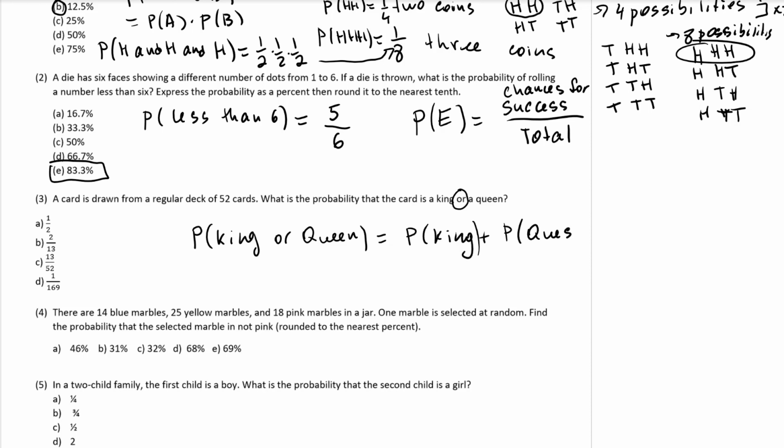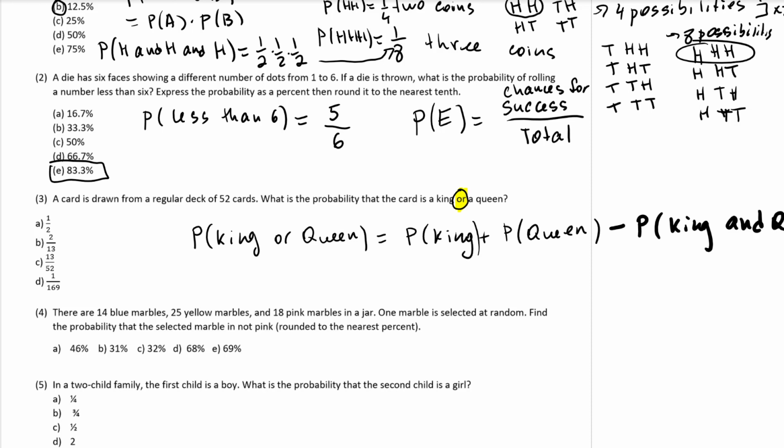When you have an OR connective here, OR means this or that. That's what we count as success. That's why we're adding them together. Now, the full addition rule of probability states that if there is an overlap, you don't want to double count the same thing twice. So you subtract the possibility that you get a king and queen at the same time.